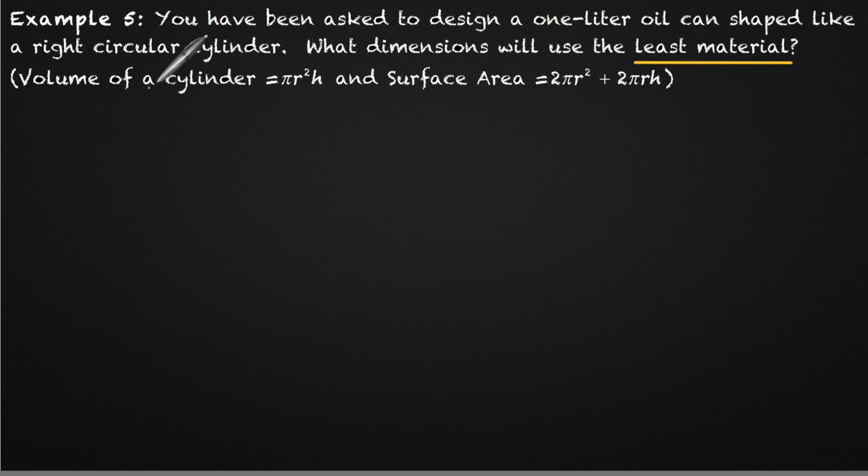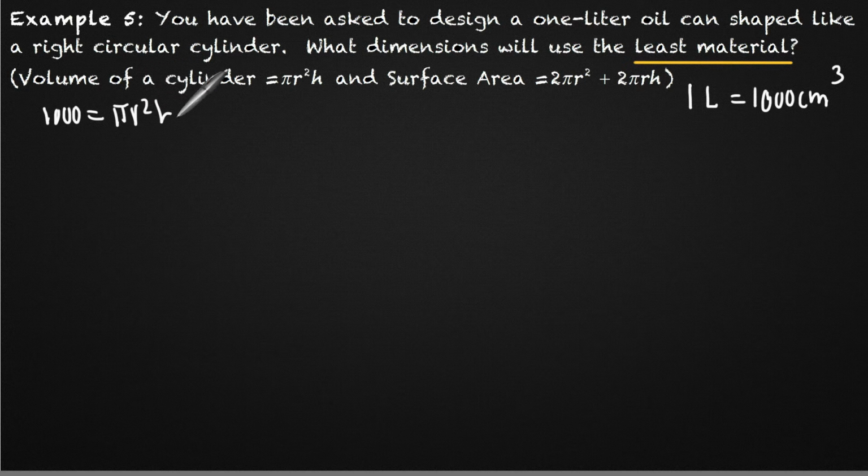All right, so the volume of a cylinder we know is pi r squared h. The surface area is 2 pi r squared plus 2 pi r h. There's something that we need to know in this problem, and there are some units that we need to make sure are consistent. 1 liter is going to equal 1,000 centimeters cubed. So we need to make sure that we have our units consistent. Therefore, if it's 1 liter, I can plug that 1,000 in for the volume. That's going to be equal to pi r squared h.